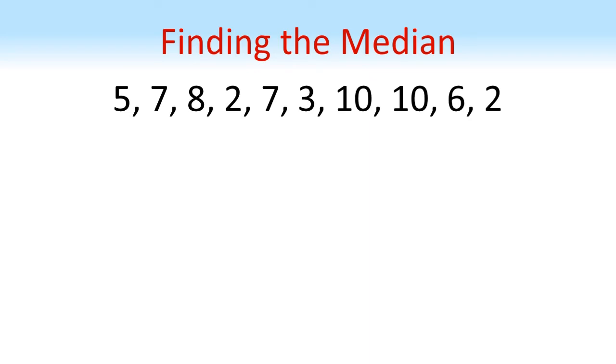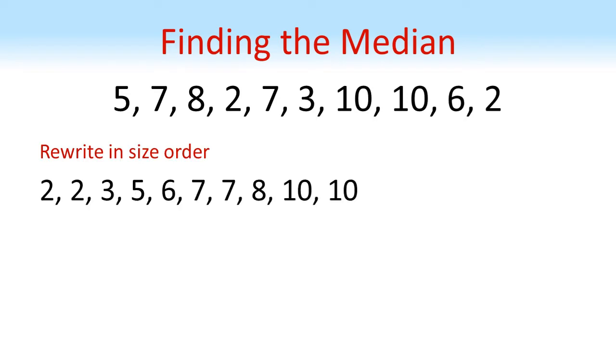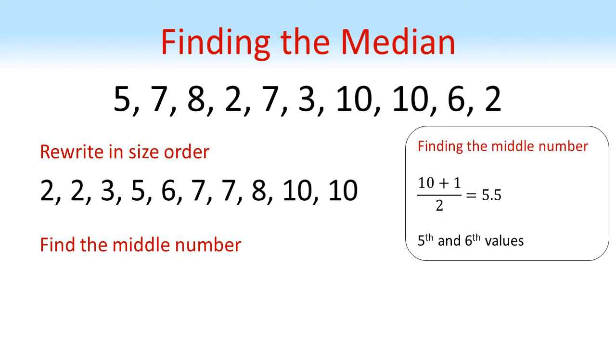Now what about if we're trying to find the median of a list of numbers when there is an even amount of numbers? We've got a new list here. We rewrite it in size order as before. We get 2, 2, 3, 5, 6, 7, 7, 8, 10, 10. We then want to find the middle. Using our trick from before, we've got 10 values. We add 1, divide by 2, which gives us 5.5. Now this is in between 5 and 6. So our middle numbers are the 5th and 6th values.